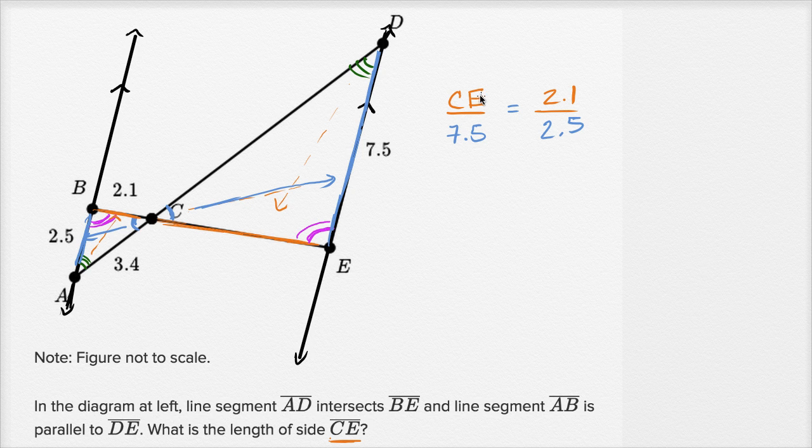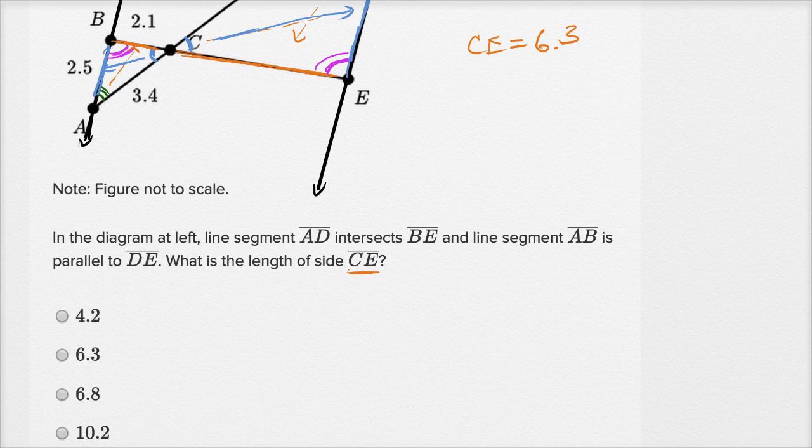So what would CE be equal to? Well, multiple ways to solve this, but one way we could just multiply both sides by 7.5. Now what's 7.5 divided by 2.5? Well, 75 divided by 25 would be 3. So 7.5 divided by 2.5 is 3. So the length of segment CE is 2.1 times 3. What is that? 6.3. And if we look down here, we see that that is indeed one of the choices.